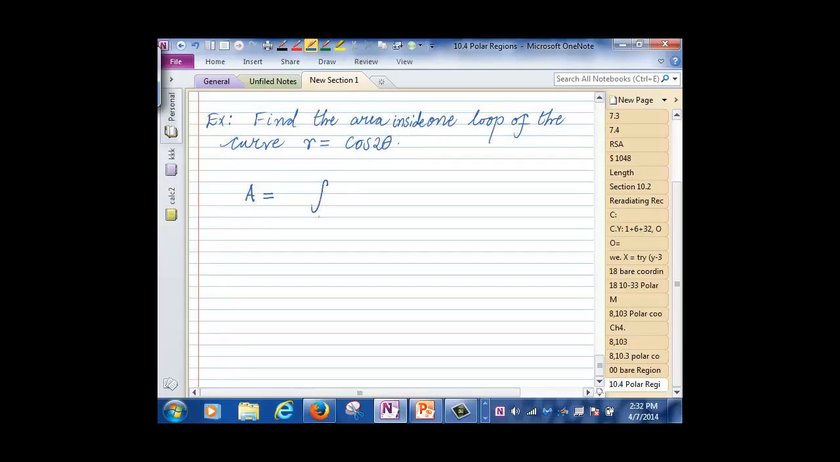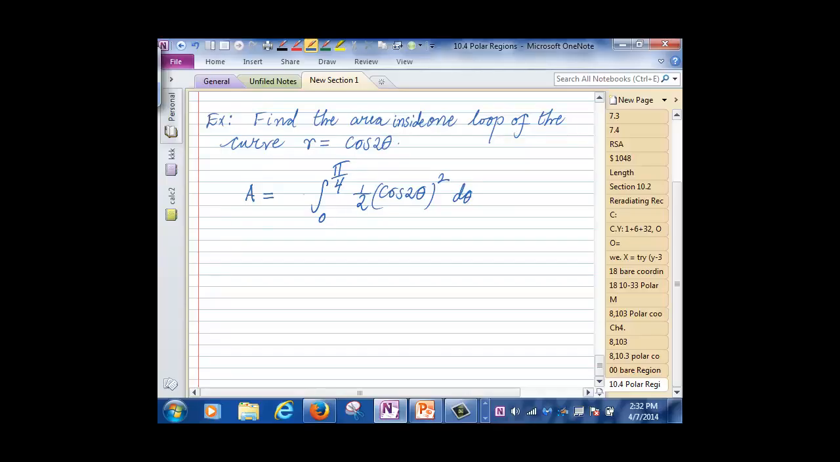Integral from 0 to pi over 4, and I should be taking half of cosine 2 theta squared. In this case, the inner radius is what? 0. You can think of the inner radius as 0. And well, this is giving me the area of only half of the loop, right? So I have to multiply by 2.